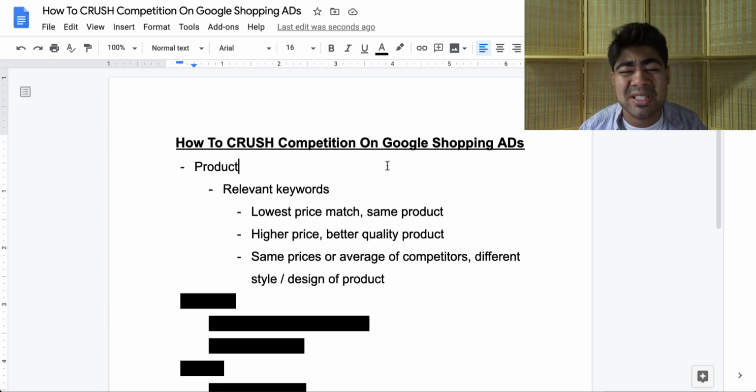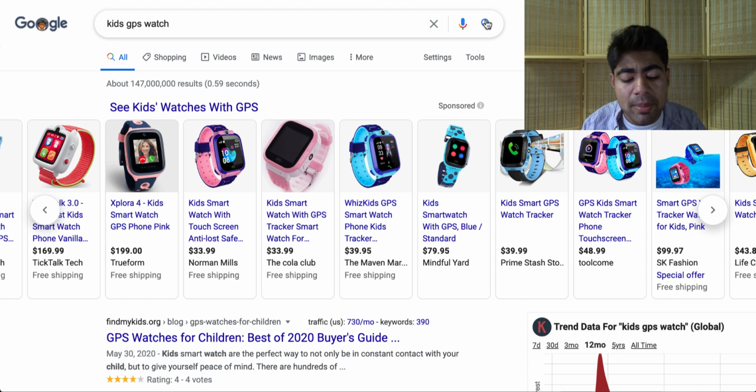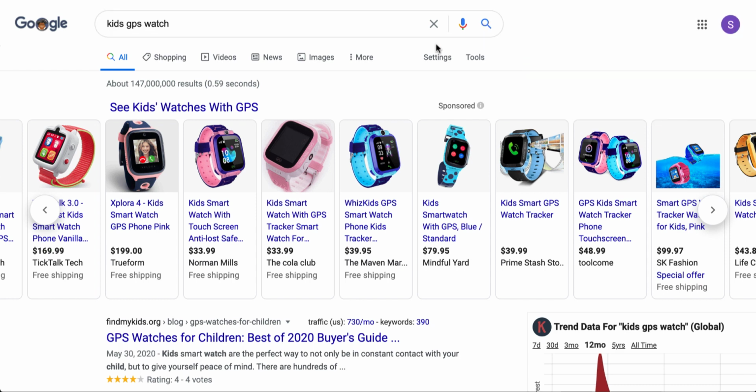But when it comes to specifically the keywords that you do end up ranking for and the pricing and everything related to that, here's what you want to be doing. When it comes to pricing, you want to match the lowest pricing of a competitor. But to show you guys an example of the first option right here, which is lowest price match with the same product, essentially what you guys will be doing is trying to find the same exact product like these dropshippers have right here.